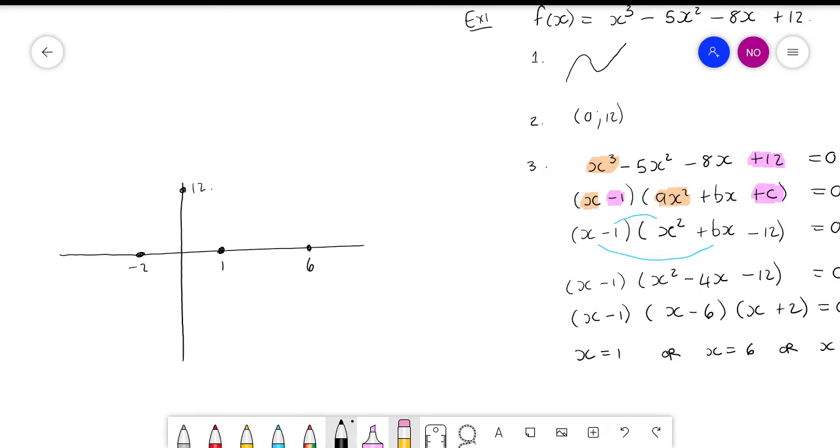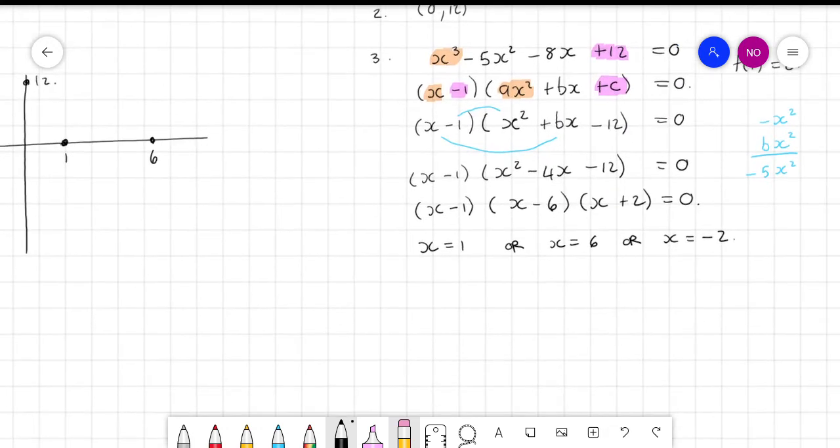Okay, and we also know that the shape is going to look something like this. But I'm not drawing the shape in yet because we don't know on which side of the y-axis the turning point will be. The turning point can be on either side of the y-axis.